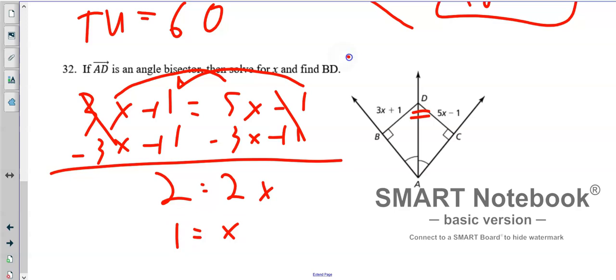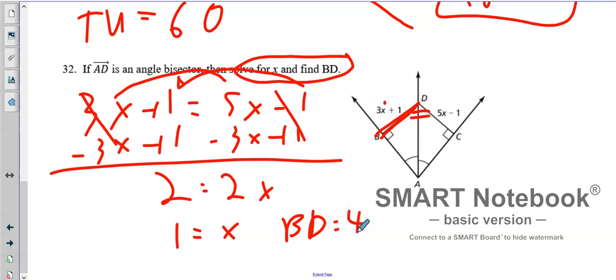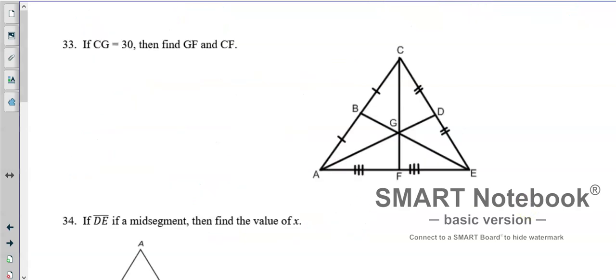But remember, it said find x and BD. Well, BD is right here. So if I plug in 1 right there, 3 times 1, 3, plus 1, 4. BD equals 4. Last page.